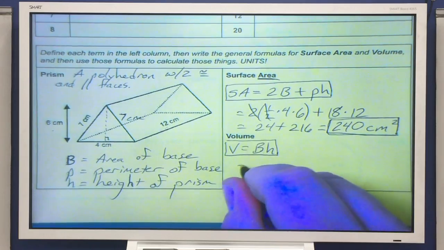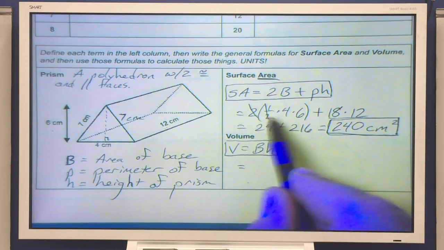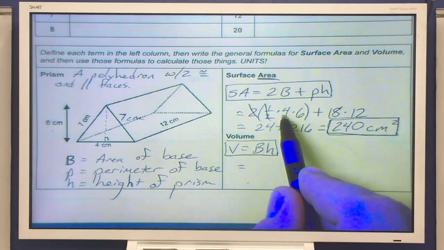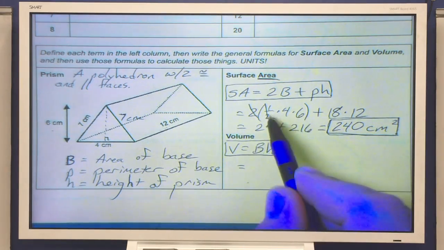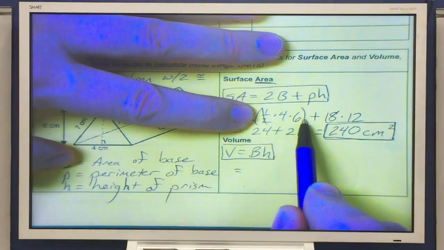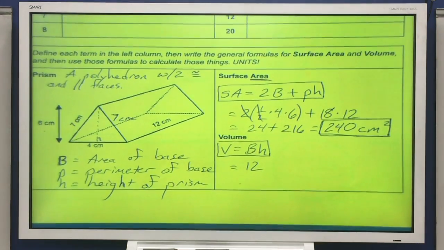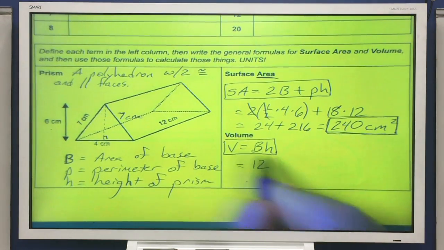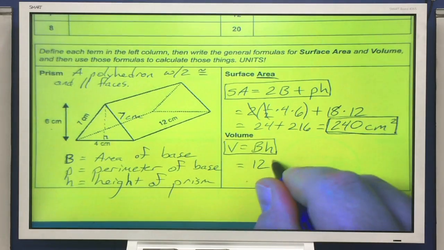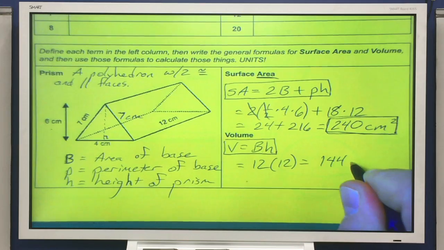All right, volume. Well, here's the good news. Area of the base, I did that right here. 1/2 times 4 times 6. So I can clean this up. 4 times 6 is 24. Half of that is 12. So the area of the base is 12. The height of this prism is also 12. And you may remember that 12 times 12 is 144.